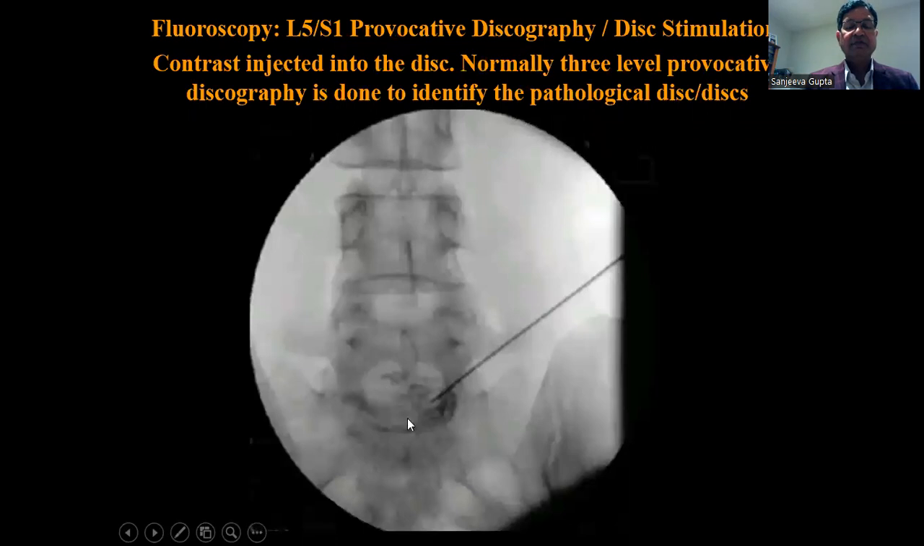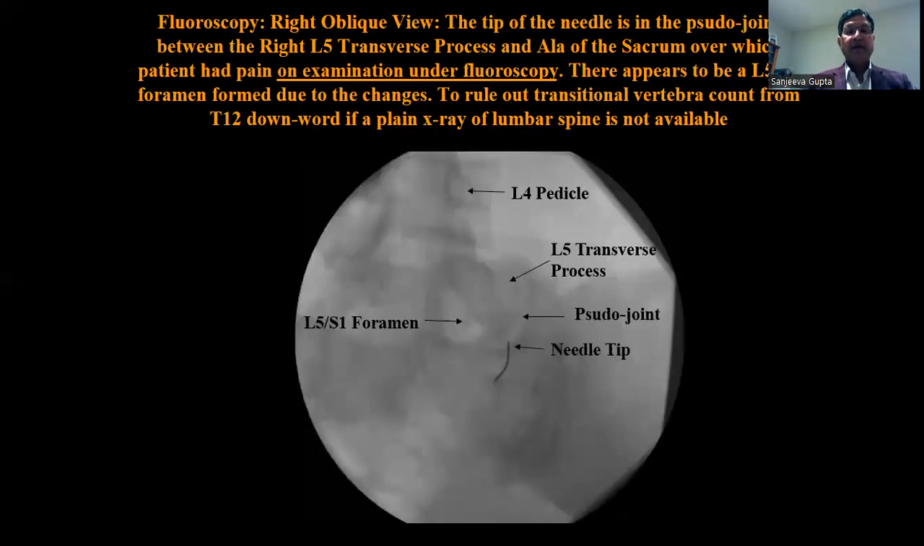Here you can see the dye spread in an AP view at the L5-S1 level. This is a different patient. Here you can see a right oblique view. The tip of the needle is in the pseudo joint between the right L5 transverse process and the ala of the sacrum. So this patient complained of pain in the lower back.